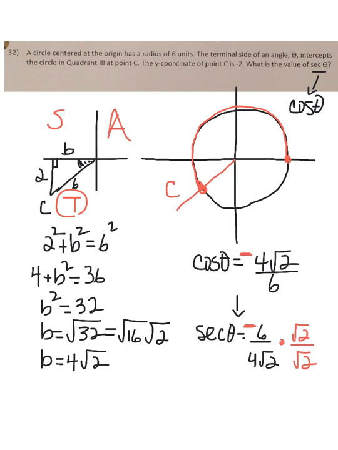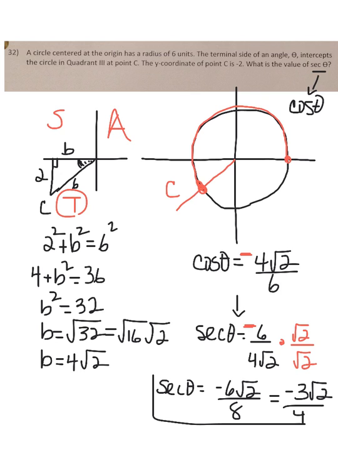That will give me secant theta equals -6 radical 2 over 4 times 2, which is 8. And if I want to simplify that, that would be -3 radical 2 over 4. So that would be your secant value, -3 radical 2 over 4.